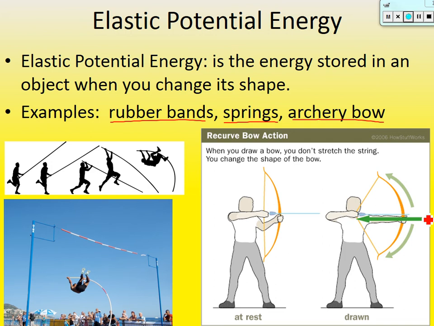Pole vaulting. You see this all the time. The pole vault has elastic potential energy. Look at how much he's changed the shape of the pole vault. Well, this potential energy, because of the change in shape, is called elastic potential energy, and it is going to hopefully propel him over the bar here. And so you see elastic potential energy in a lot of different things.